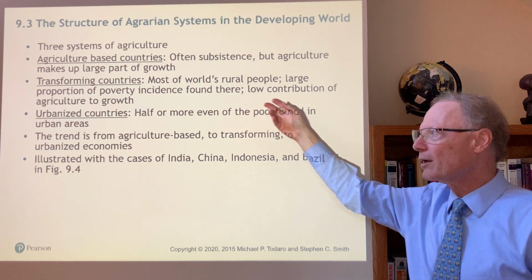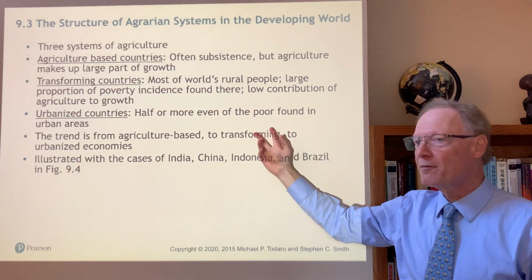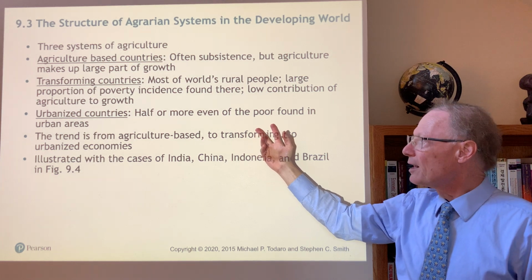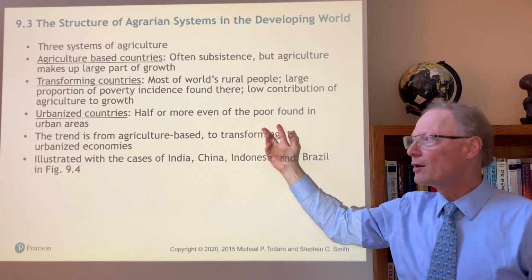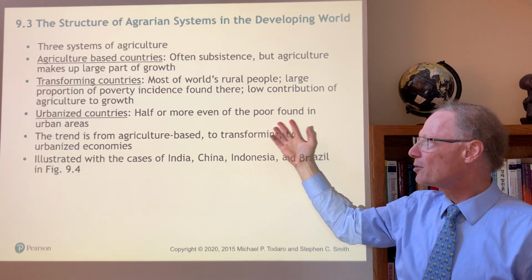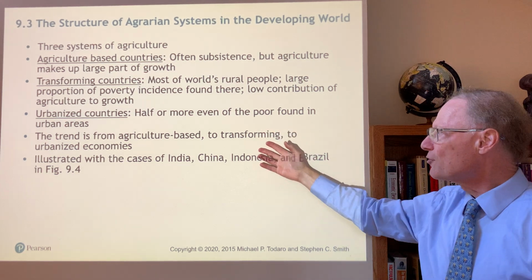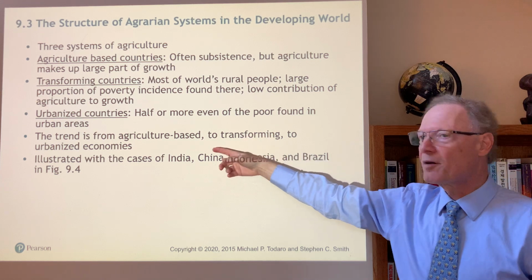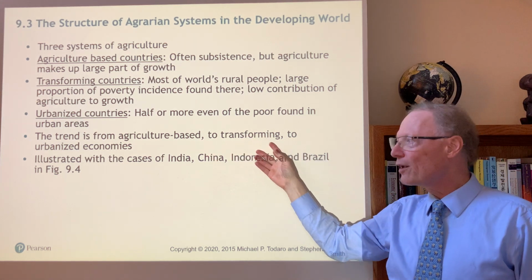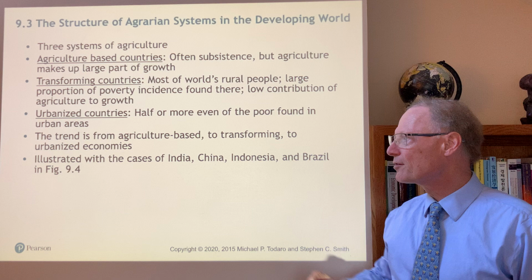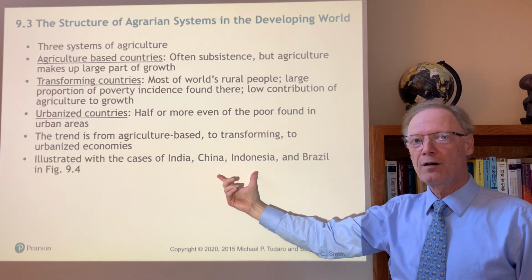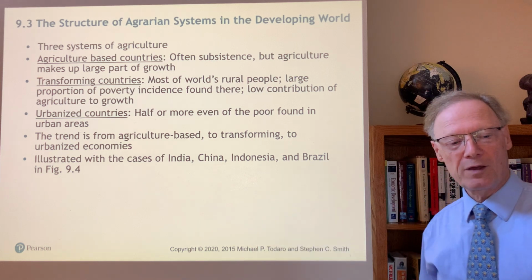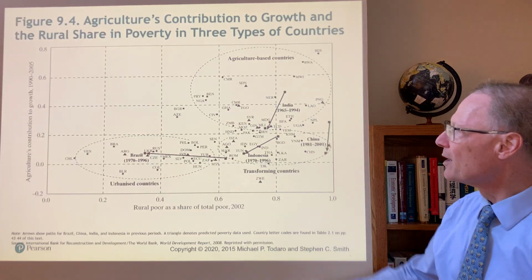in manufacturing activities. And then finally, we have urbanized countries. In these countries, half or even more of the poor are now found in the urban areas. Brazil is an example. So the trend here in this schema is from agriculture-based toward transforming and then finally to urbanized economies. And this is illustrated in the case of 3 or 4 countries for figure 9.4.